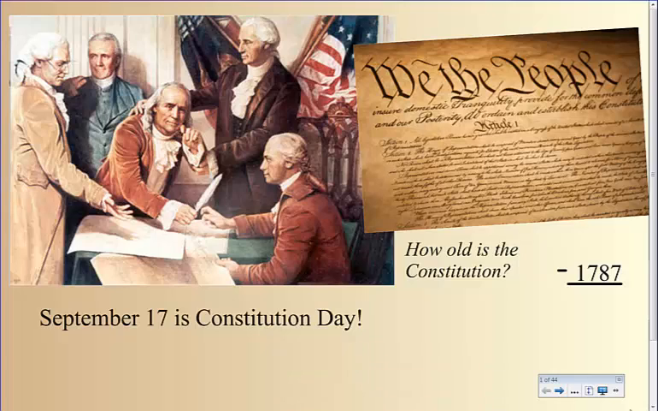We, the people of the United States, in order to form a more perfect union, establish justice, ensure domestic tranquility, provide for the common defense, promote the general welfare, and secure the blessings of liberty to ourselves and our posterity, do ordain and establish the Constitution of the United States of America.